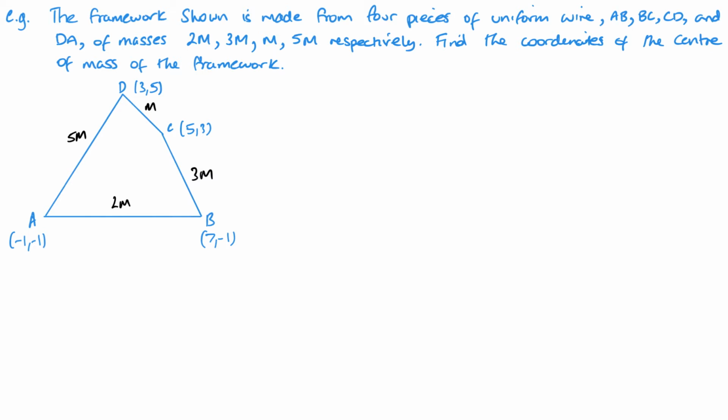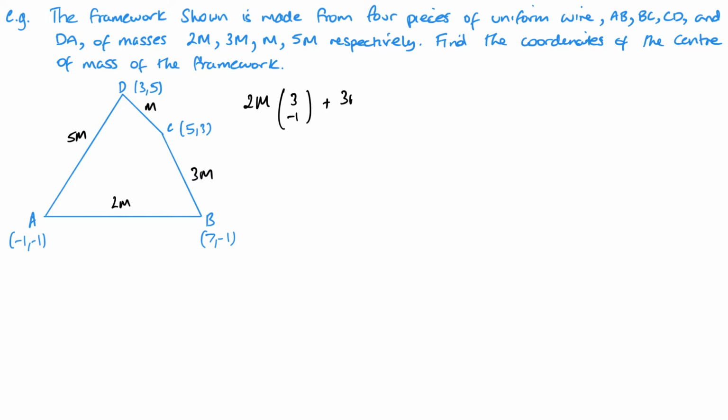So remember, when you're doing the framework, you're just looking at that centre point within each line. So from A to B, we're going from -1 to 7. It's 8 across. So we're looking at 4 across from that -1. So that's going to be at 3. So that first one is going to be 2m multiplied by 3 minus 1.